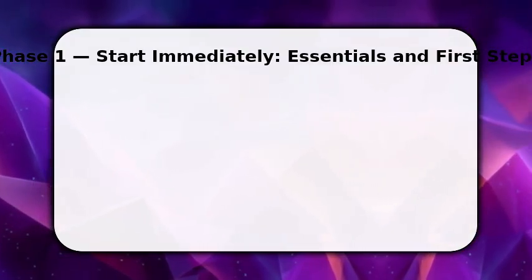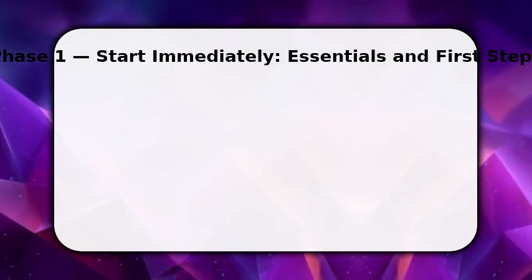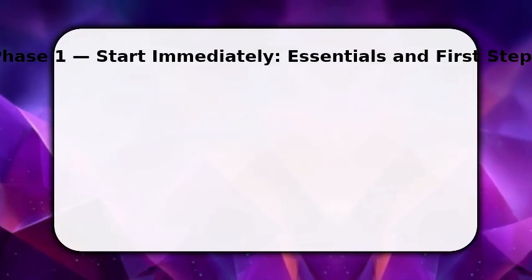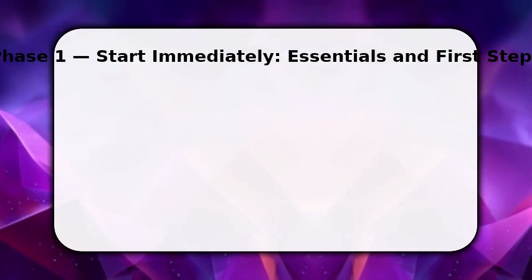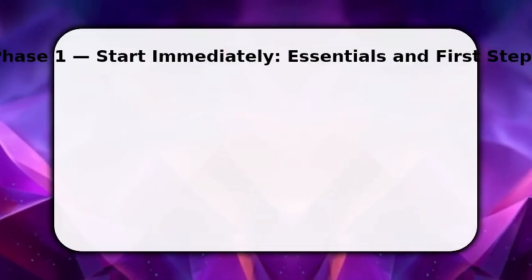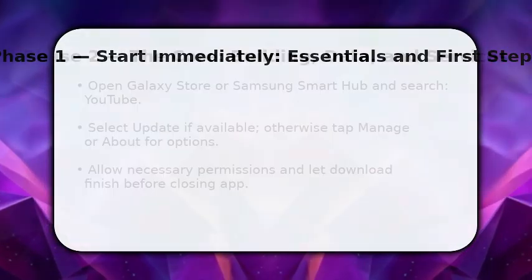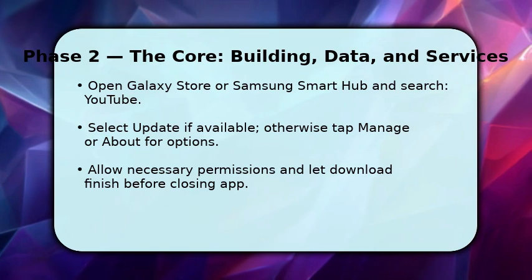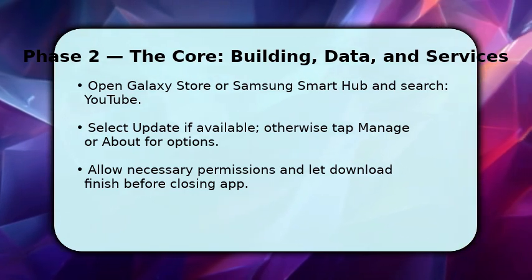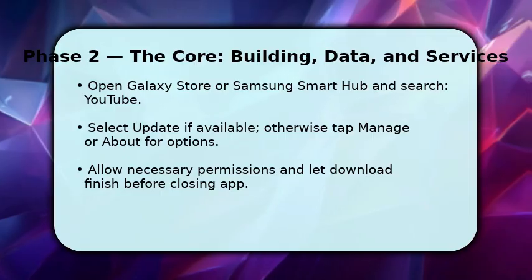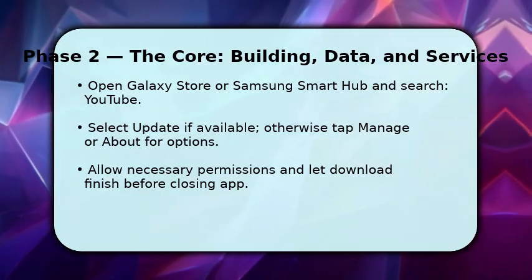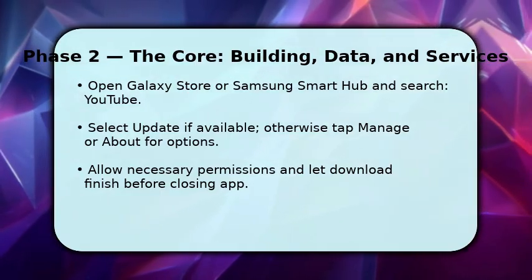This unlocks update delivery. Now, go to the Samsung apps or Galaxy Store. We'll use that to search for YouTube and begin the update process. You should now search for YouTube in the Galaxy Store or Samsung Smart Hub, type the name and select the app entry. If an update button appears, tap it. If not, choose Manage or About to check for updates or reinstall.